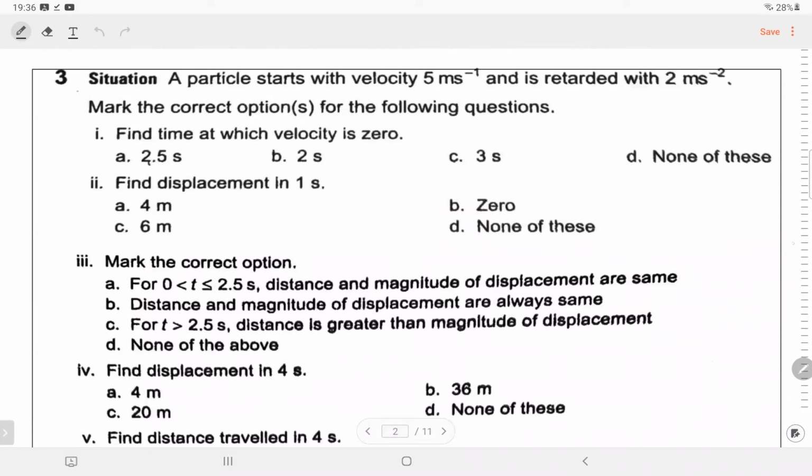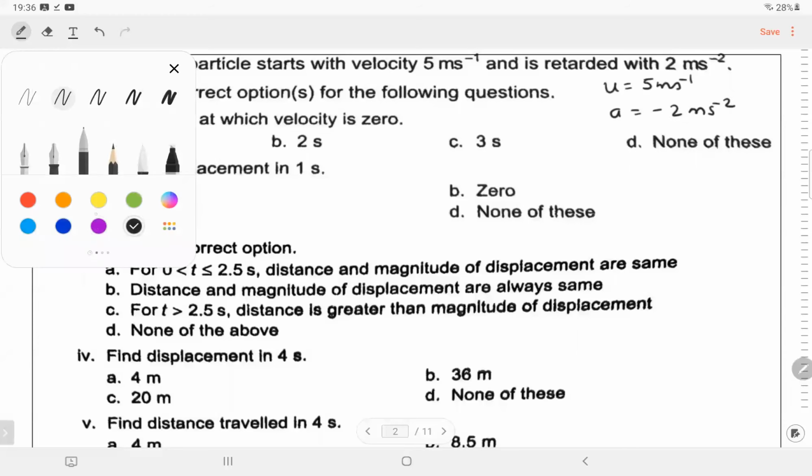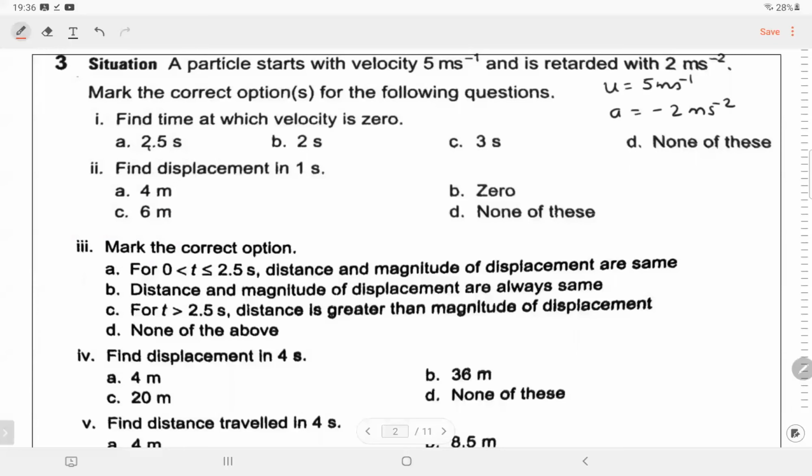Now this is an equation of motion based question when acceleration is given to be constant. Question number 3. So now a little better question started. A particle starts with velocity 5 and is retarded with 2 meter per second square. Mark the correct option for the following question. Find the time when velocity is 0. So here initial velocity is 5 meter per second. Acceleration of the particle is minus 2 meter per second square. Find the time at which velocity is 0.